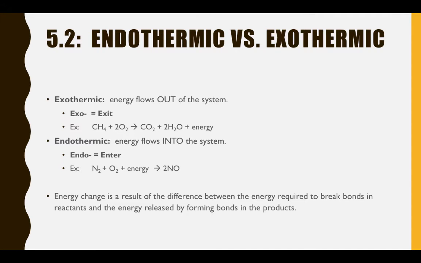For chemical reactions, these energy changes are the result of the difference between the energy required to break the bonds in the reactants and the energy released when new bonds are formed in the products. If it takes more energy to break reactant bonds than is released when new bonds form, then the reaction will be endothermic. On the other hand, if more energy is released by the product formation than it took to break reactant bonds, the reaction will be exothermic. We'll look at this in more detail later in this course.